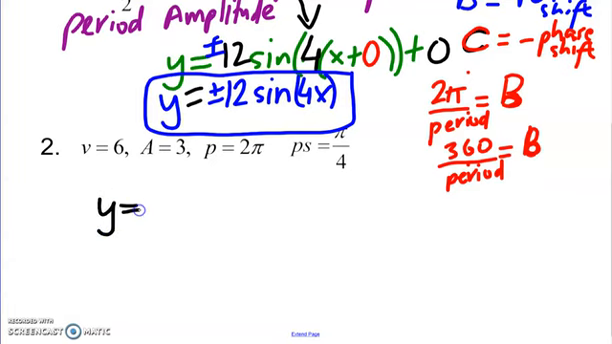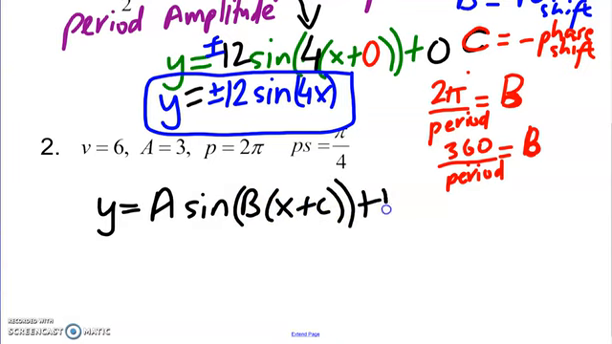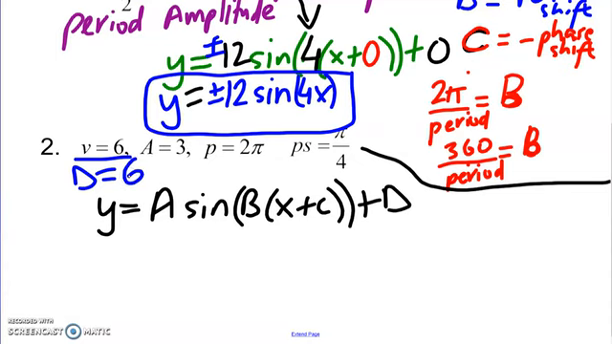Okay, so we can write, and I can erase these and just place the numbers in there. So sine of B, x plus C plus D. Okay, so let's just put some barrier there. All right, so we're given a vertical shift. So this V here is a vertical shift. So my D value is just 6. So that was easy. Okay, so that becomes 6 there.